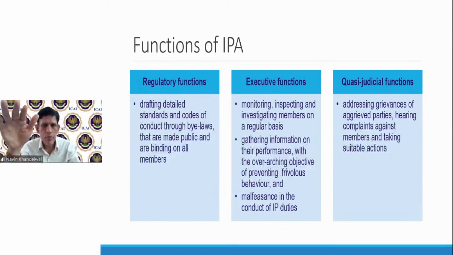reporting to the IPAs. For the executive function, they will monitor, inspect, and investigate the members on a regular basis whenever they feel they require, and they will capture information with an overall objective of preventing frivolous behavior and ensuring there is no malfeasance in the conduct of IP duties, because it's a very critical job and a lot of stake is involved, especially of the creditors. Because the stake is high, they should ensure the proper mechanism is there to ensure proper flow of information, maximization of value, and that there is no malafide intention in the overall process.